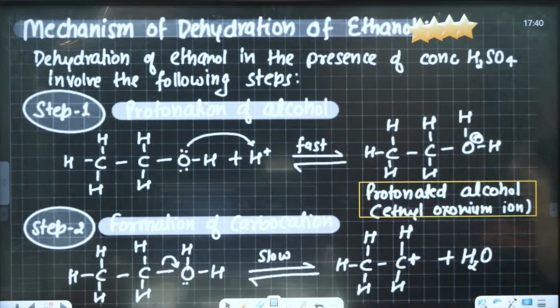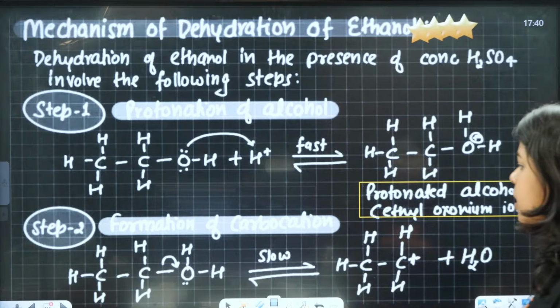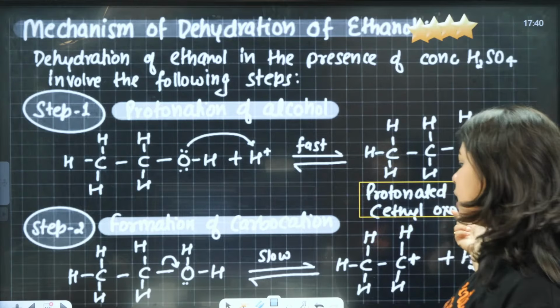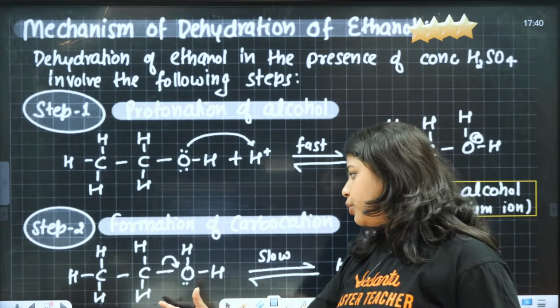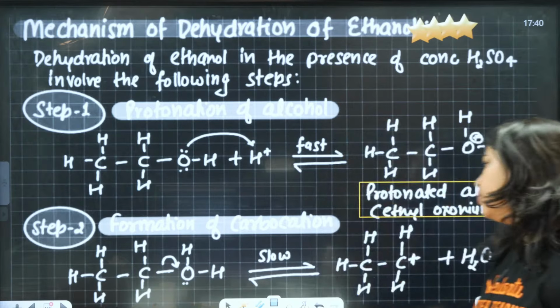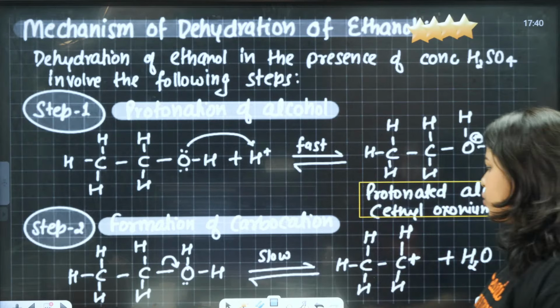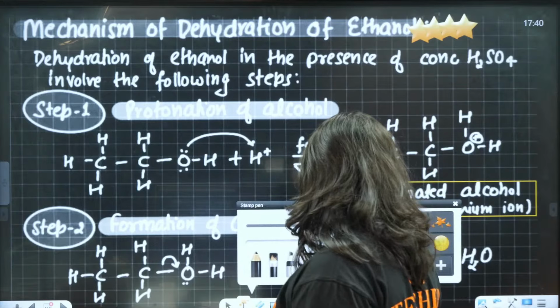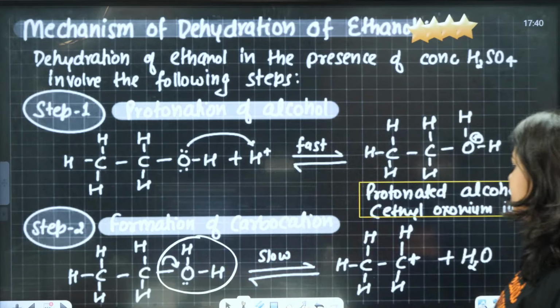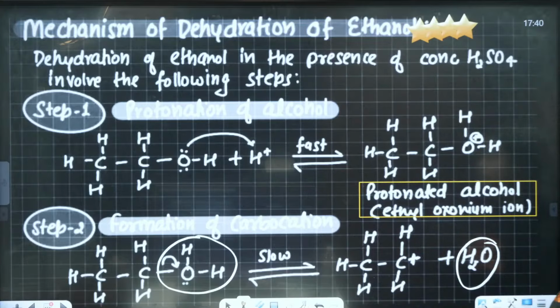Next comes the formation of a carbocation. Here, from the protonated alcohol that we have got, we are going to remove H2O. This is going to be removed. That is going to be a very slow process. Then H2O has been formed.